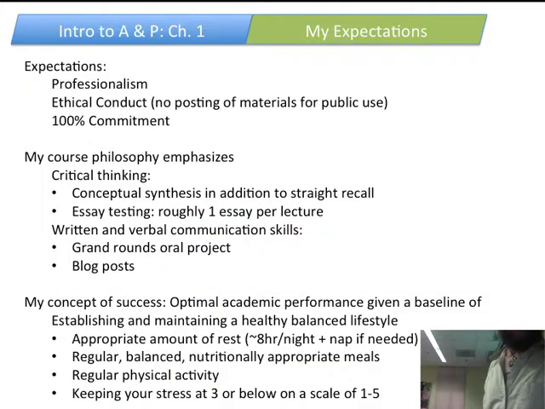So, okay, my expectations. How many in here are considering, just by a rough show of hands, a career in the health sciences? All right, most of the class. Well, that's a professional career, right, in the health sciences. And I expect professionalism. Now, that obviously doesn't mean that I am not going to drink tea in front of you. That's not what I mean by professional.